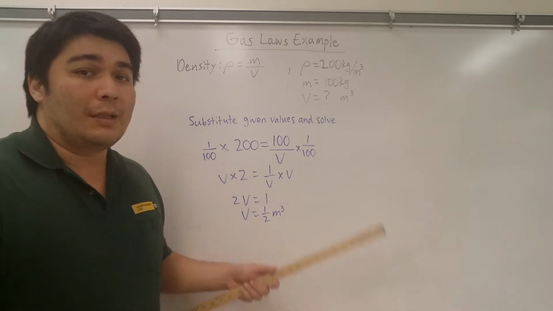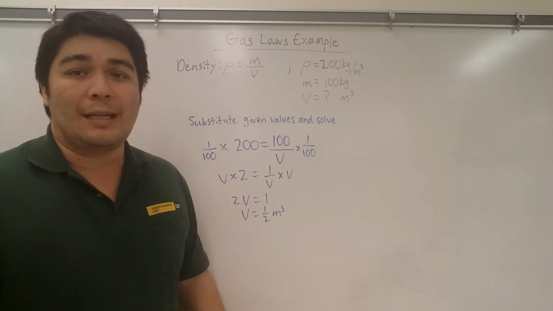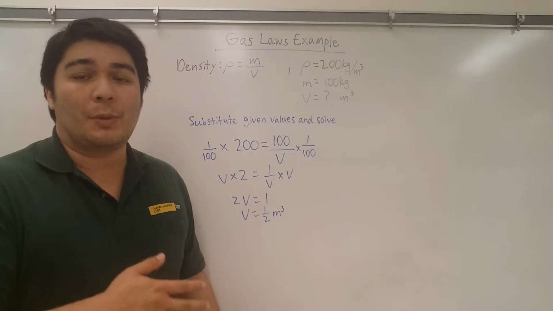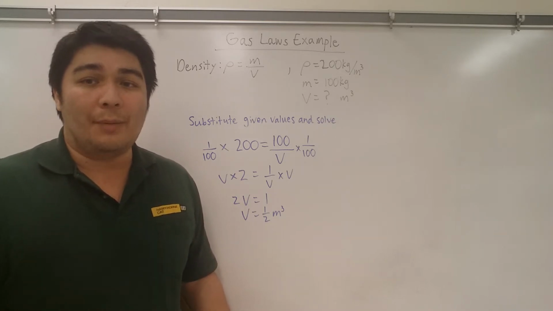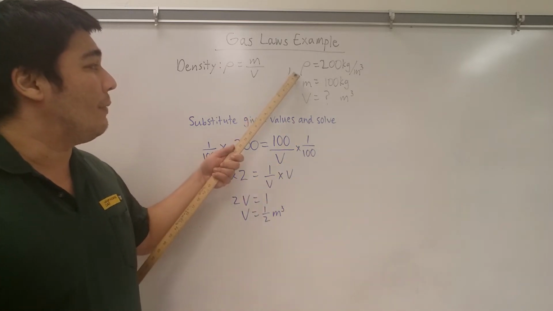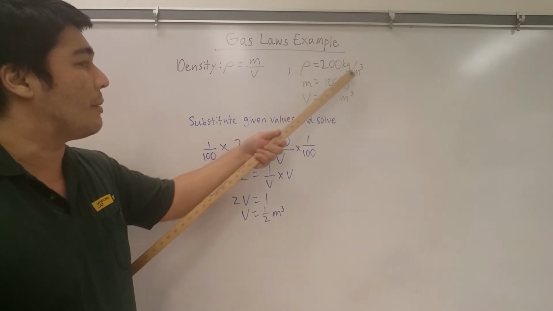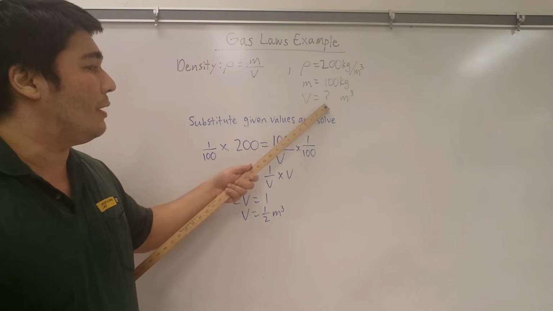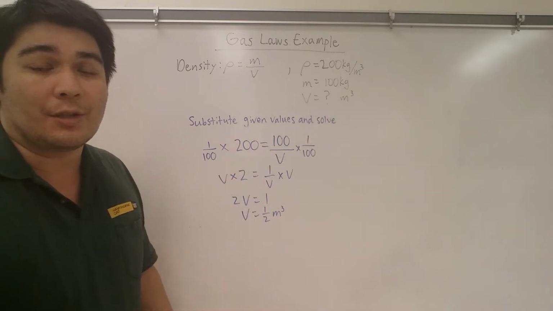We have our equation here, and the problem stated that I have a material that has a density of 200 kilograms per cubic meter. It has a mass of 100 kilograms, so how much volume does it take up? That's what I wrote down over here. I said my density was 200 kilograms per cubic meter. The mass was 100 kilograms, so what would the volume be? That's why it's a question mark, in cubic meters.